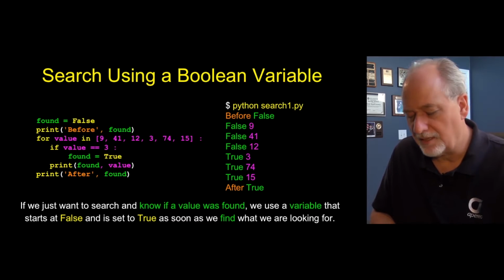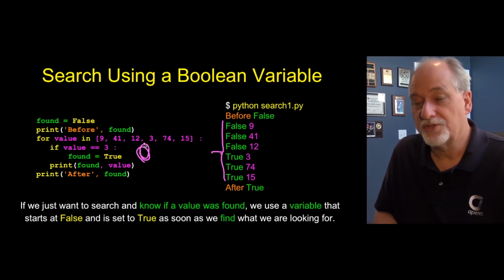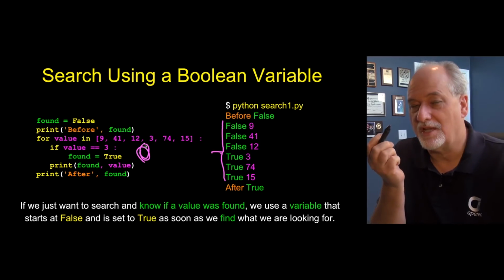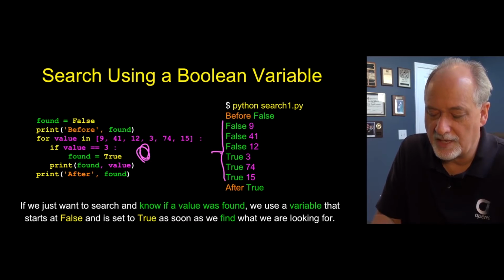When we found a 3, you can see basically that the found remains false until it flips to true, but then there's nothing to set it back to false. There's nothing in this loop that's going to set it back to false. So once it sort of catches the 3, then it remains true for the rest of the loop, and then it just finds its way out.